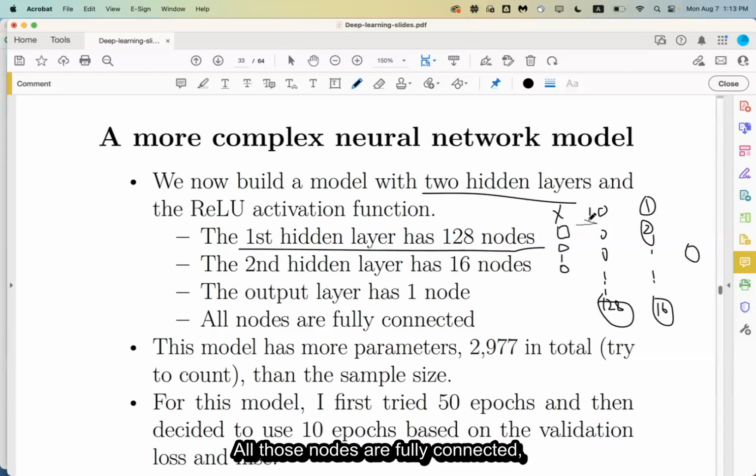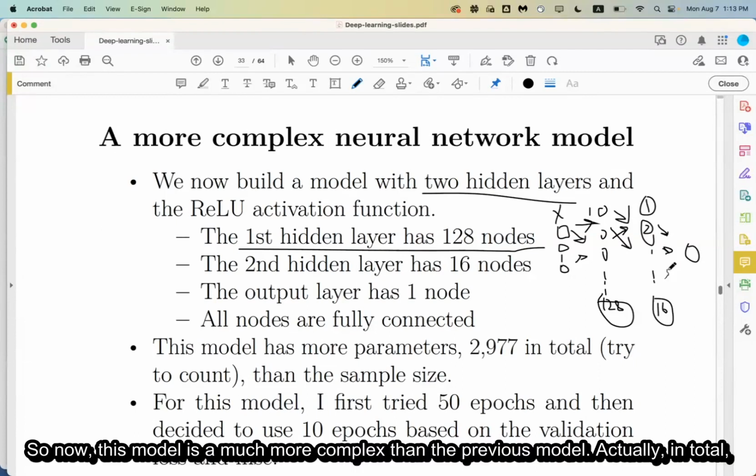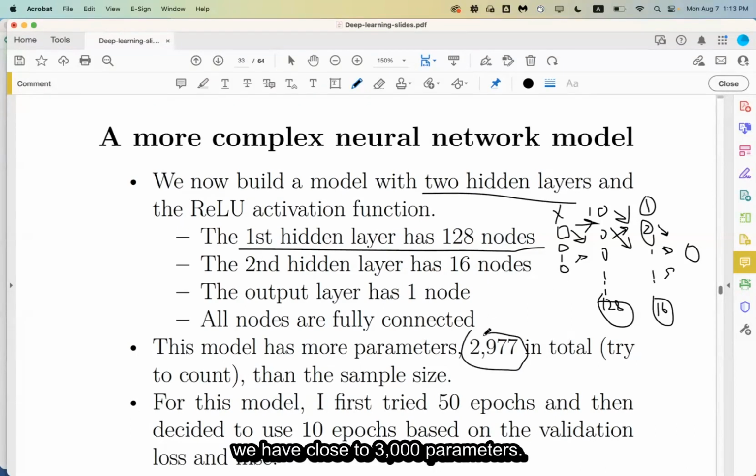All those nodes are fully connected between the input layer and the first hidden layer, and among the nodes between the first hidden layer and the second hidden layer. Okay. So now this model is much more complex than the previous model. Actually, in total, we have close to 3,000 parameters.